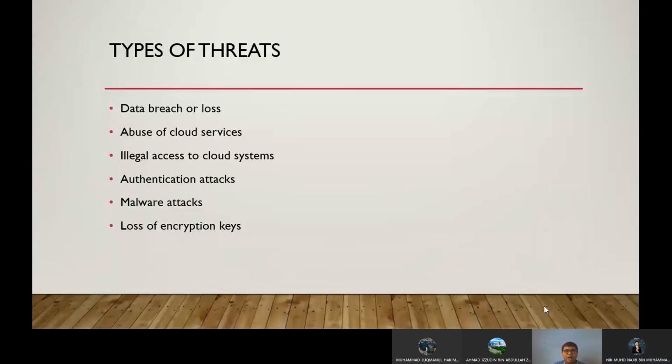Next, and now, the DDoS attack can be breached into the cloud service provider, which can lead to a lot of threats that need to be focused on. There are 6 threats that we need to know, which are the data breach or loss, the abuse of cloud services, illegal access to the cloud system, authentication attack, malware attack, and lastly, the loss of encryption keys.